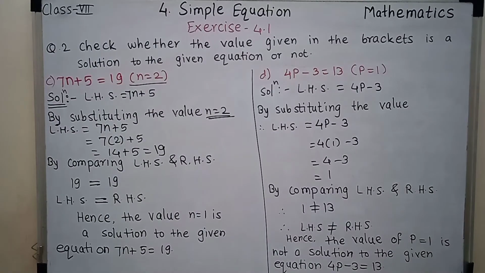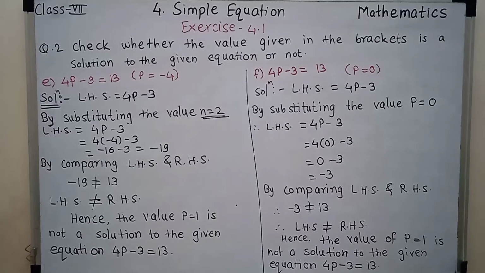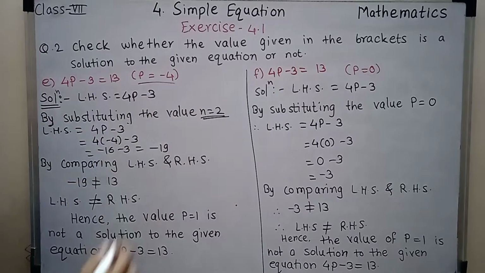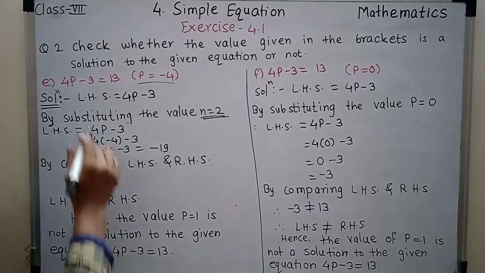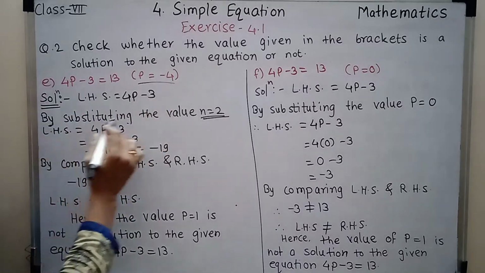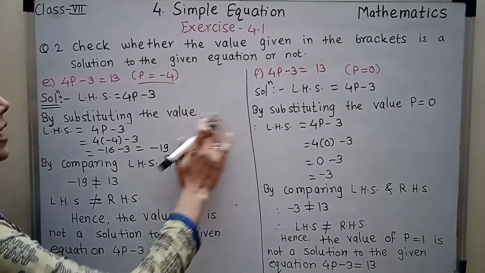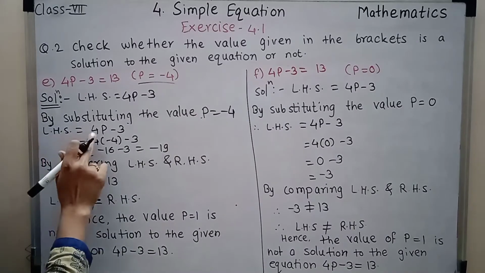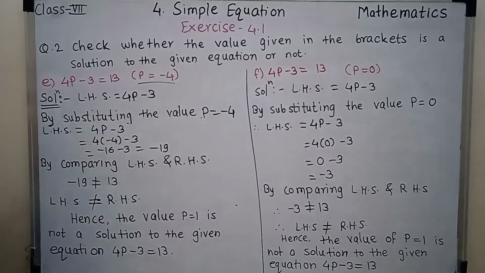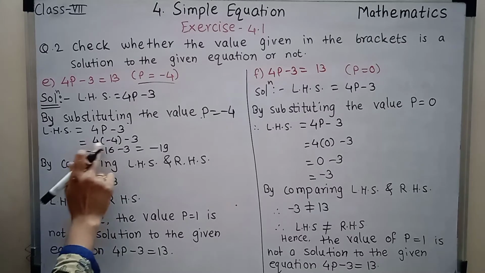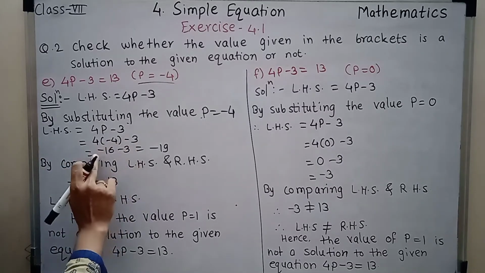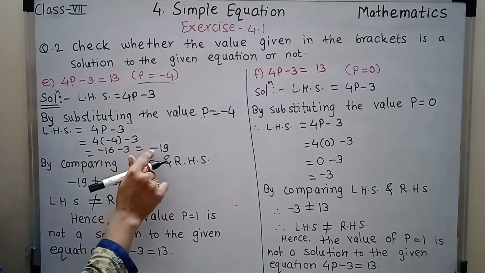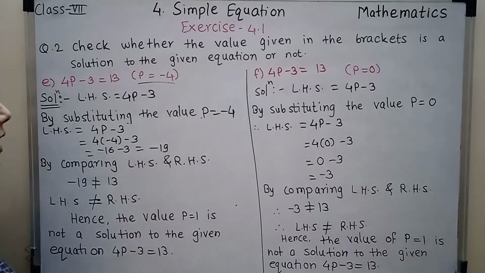Okay, so we'll continue with the next question, that is the E. Moving to the next question, 4p minus 3 equal to 13 and the given value for p is minus 4. So LHS is 4p minus 3. By substituting the value p equal to minus 4, LHS 4p minus 3, put -4 for the value of p. So 4 into 4 is 16, but plus minus is -3, so -16 -3. Minus minus becomes addition, and having the common sign, here you will get -19.